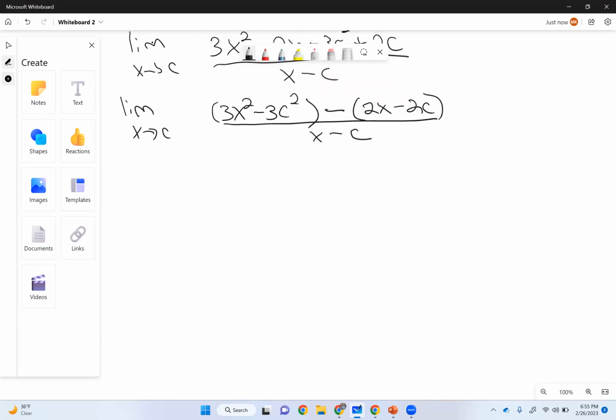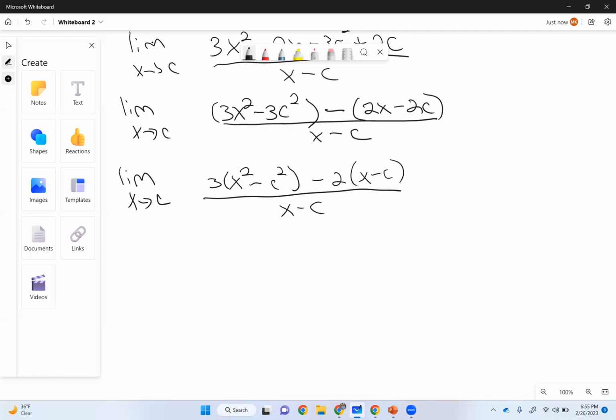Okay, you can see we got some factoring to do. So it's the limit as x approaches c. Pull a 3 out of there. 3 times x squared minus c squared. Minus, pull a 2 out of here, x minus c. Over x minus c. Now we can't just cancel these x minus c's here because they are not being multiplied by the whole thing. You can only cancel factors. Factors are terms that are multiplied by everything.